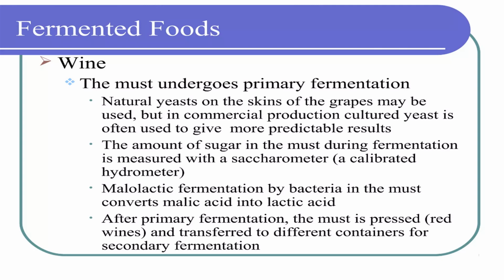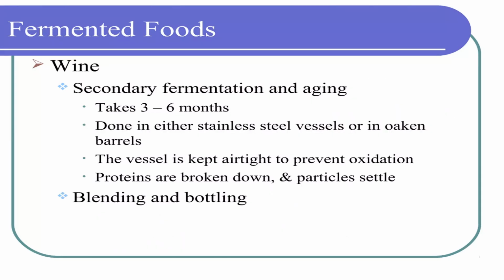The must undergoes primary fermentation. Natural yeast on the skins of the grapes may be used, but in commercial production, cultured yeast is often used to give more predictable results. The amount of sugar in the must during fermentation is measured with a saccharometer, a calibrated hydrometer. Malolactic fermentation by bacteria in the must converts malic acid into lactic acid. After primary fermentation, the must is pressed, for red wines, and transferred to different containers for secondary fermentation.